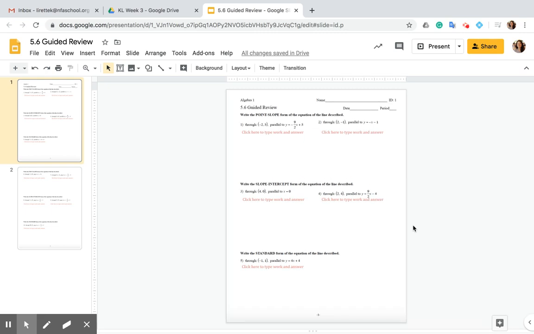Hi everybody, welcome back. So this is Algebra 1 in week 3. We're going to continue with section 5.6 and actually use this week to wrap it up.